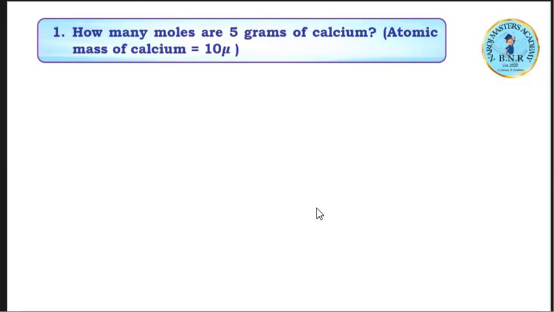How many moles are 5 grams of calcium? Atomic mass of calcium is 10 units. Let me tell you. Very simple to remember. Atomic number of calcium is how much? Very good, 20. Then its mass is how much? 40 units.